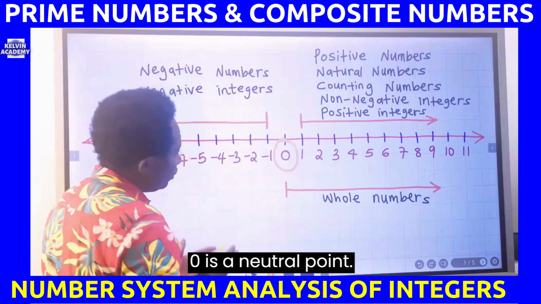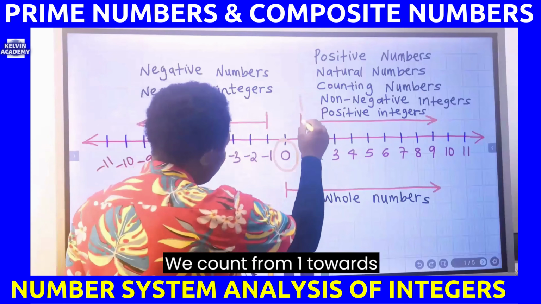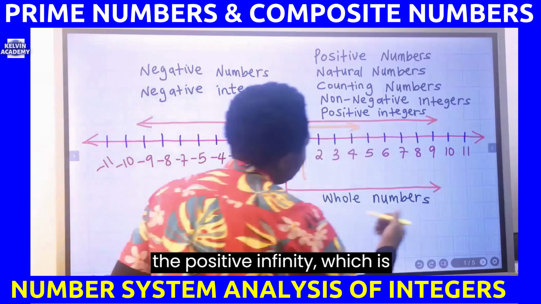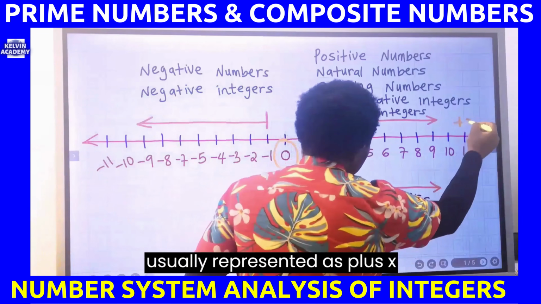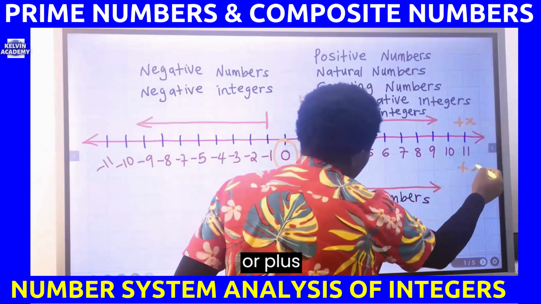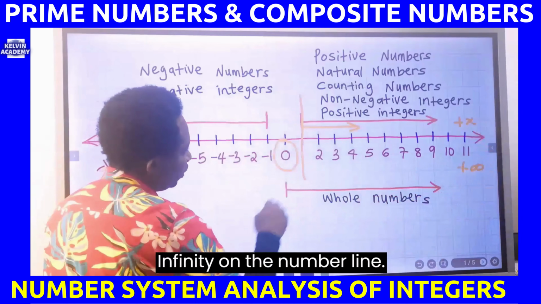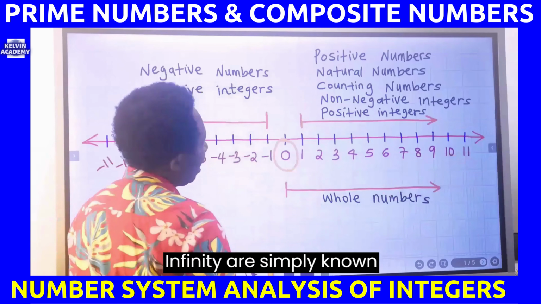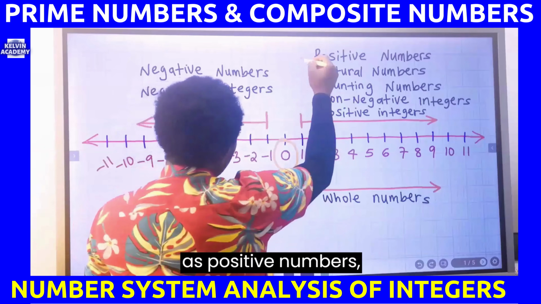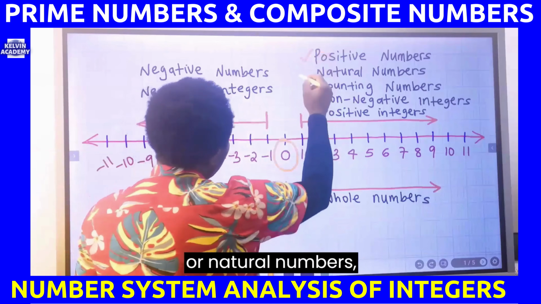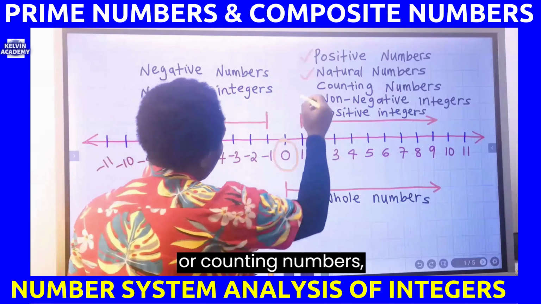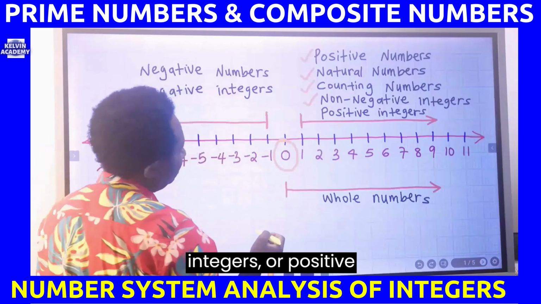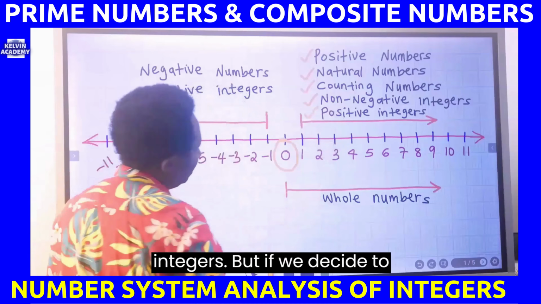0 is a neutral point. We count from 1 towards the positive infinity, which is usually represented as plus infinity on the number line. All the numbers from 1 to infinity are simply known as positive numbers or natural numbers or counting numbers or non-negative integers or positive integers.